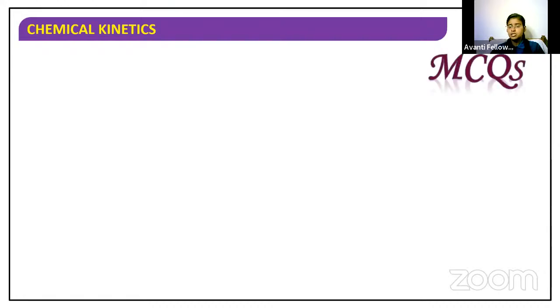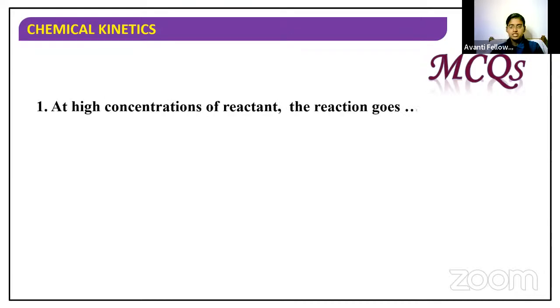Now let's do some MCQs and then we will jump to the fourth factor and fifth factor. So what are the three factors which we have discussed? First is concentration and pressure. Second is the nature of the reactant. Third is the temperature. In all these three cases, the rate is directly proportional to the corresponding factor. Rate is directly proportional to concentration, to temperature, and to surface area. So very easy. Now coming to the first question.